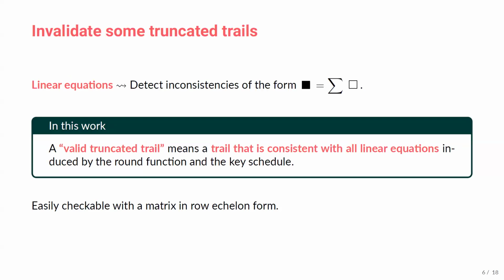It is sometimes possible to detect some inconsistencies by considering linear relations induced by the round function and the key schedule. And in our work, we consider that a truncated trail is valid if it is not possible to express a variable assigned to active as a linear combination of variables assigned to passive. And this is something that is very easy to check. We just perform linear algebra with a matrix in row echelon form.